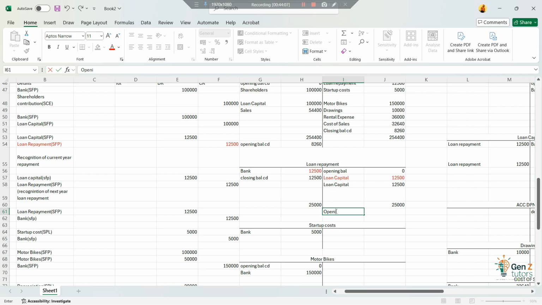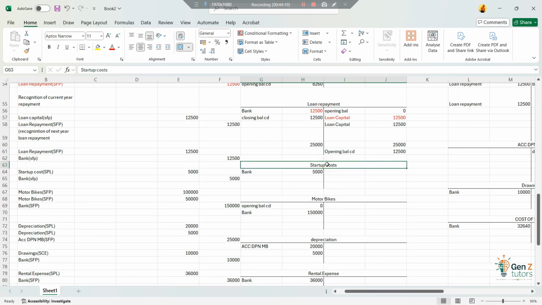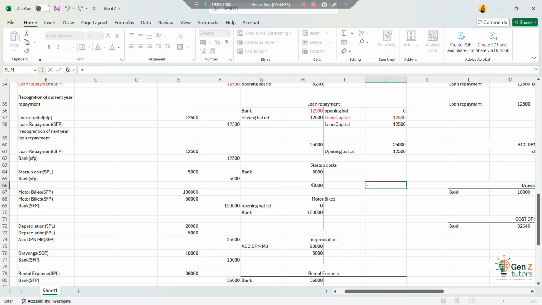Opening balance carried down. Then you put in 12,500 over there. And then we had our startup costs. Startup costs are an expense. So since they're an expense, it means they have no closing balance. So now we need to close this off to a certain area, which in this situation will be profit and loss. Closing this off to profit and loss. Then you do that. We've got the 5,000 over here.